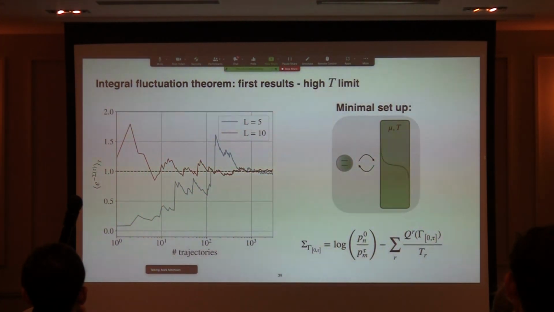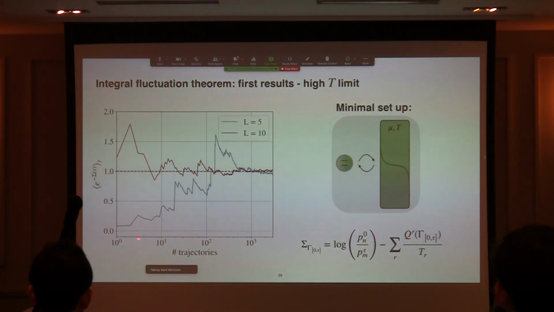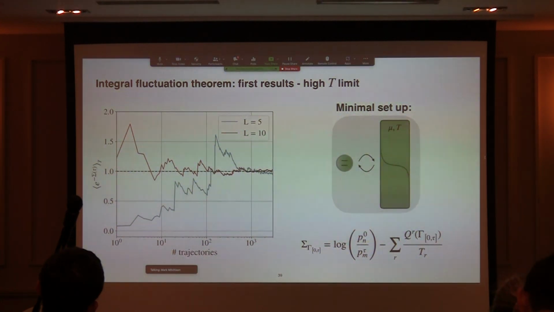Okay, and then our results show that the integral fluctuation theorem is satisfied, at least in the high temperature limit that we've studied so far, in a minimal setup containing a single quantum dot coupled to a bath at temperature T and chemical potential mu. And here I plot this average as a function of number of trajectories that we average over. So the bath consists either of 10 lead modes that are damped or 5 lead modes that are damped. And we see that as we increase the number of trajectories that we average over, we recover, or the integral fluctuation theorem emerges.